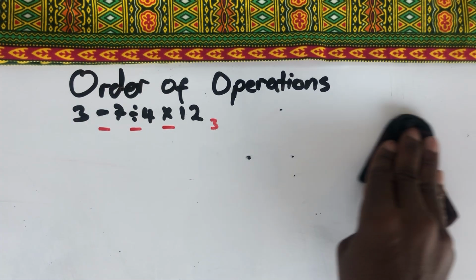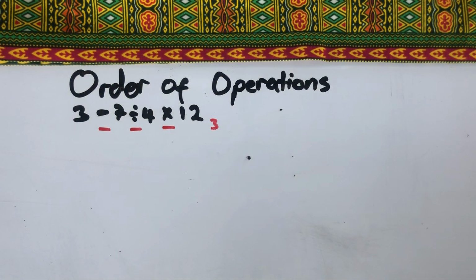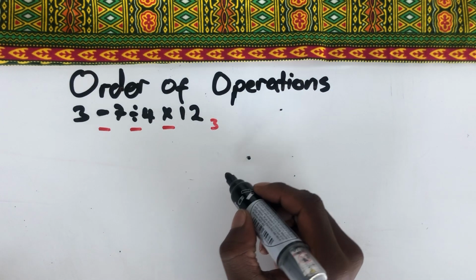Now we've spoken about brackets, right? We haven't spoken about indices, right? Let's talk about indices. The I in the diagram I drew earlier stands for indices. So let's look at this.